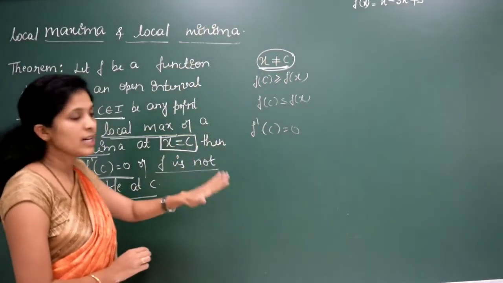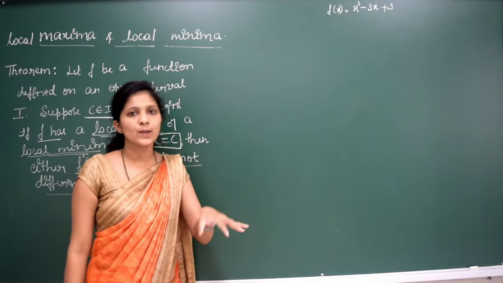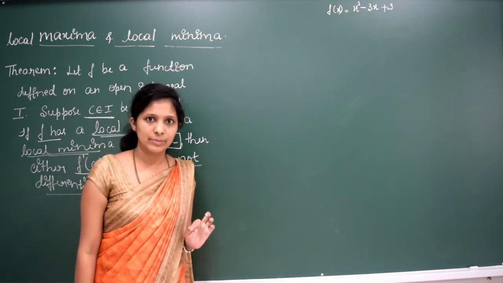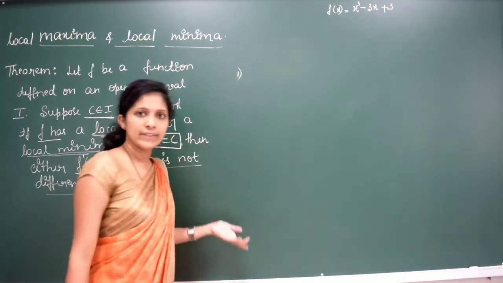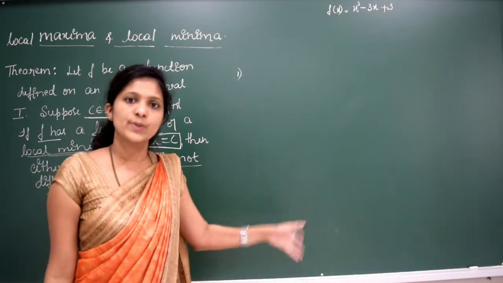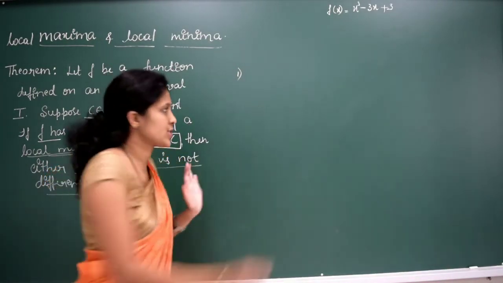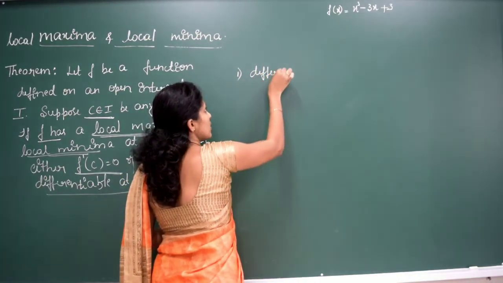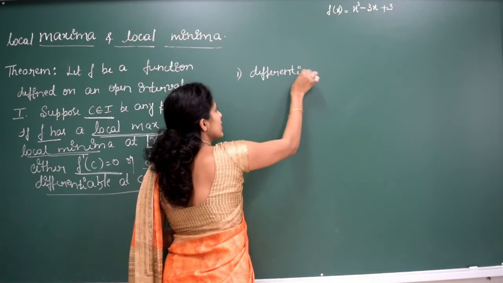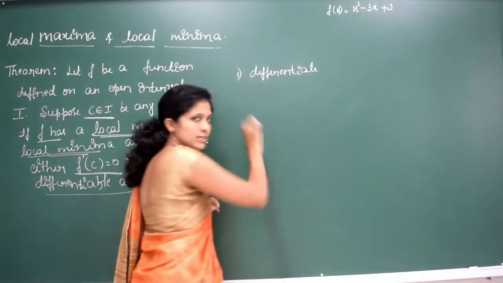So this is about the theorem: how to find a local maxima and local minima. I'll tell you the steps first. This chapter is based on derivatives, so you need to use differentiation. First, you have to differentiate the given function. This is the first step.